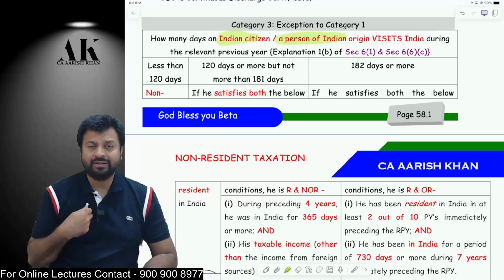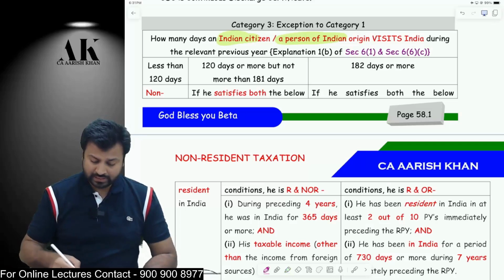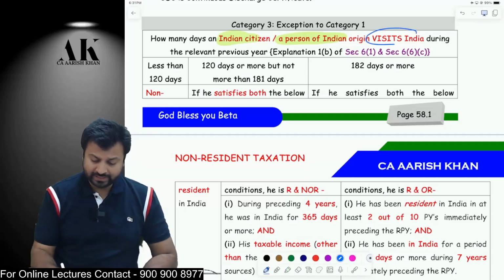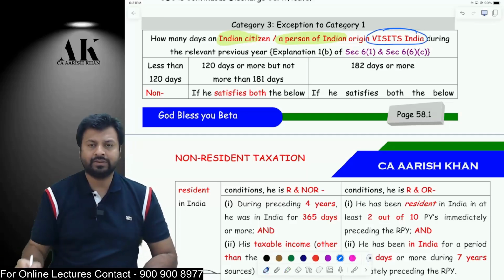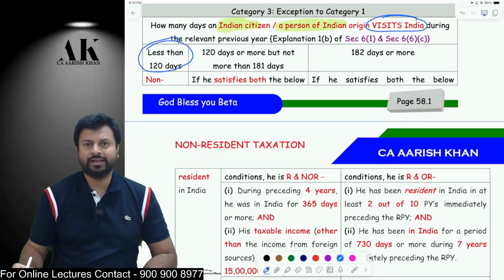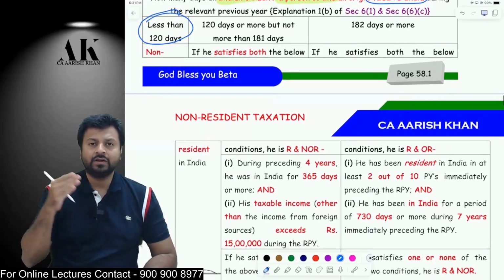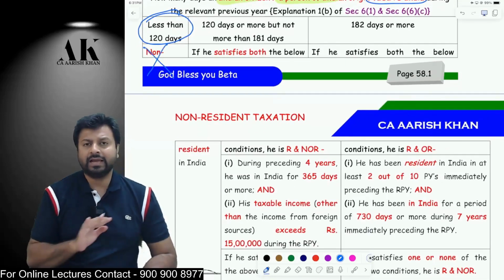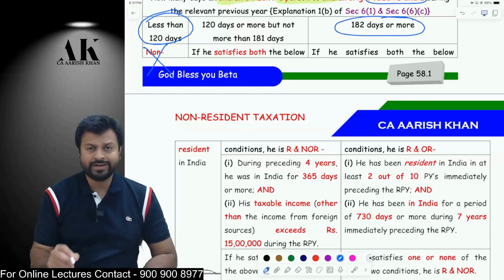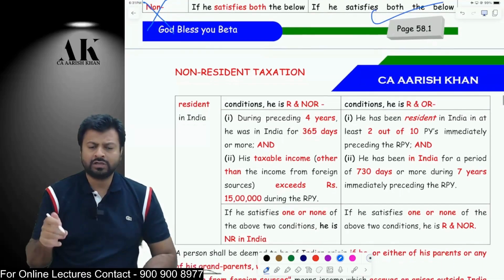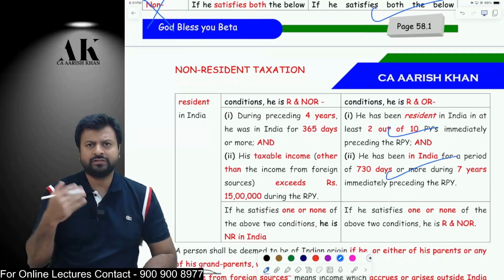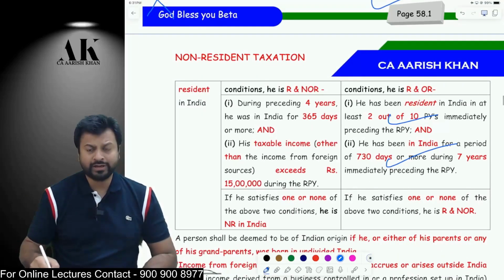Therefore, if I am an Indian citizen or a person of Indian origin, and if I visit India during the previous year for less than 120 days, then I am non-resident. Now, if I am visiting for 182 days or more, then I am resident. Then whether I am ordinary or not, for that I have to fulfill these two additional conditions. If I fulfill these two additional conditions, then I am ordinary. If I don't fulfill these two additional conditions, then I am not ordinary.